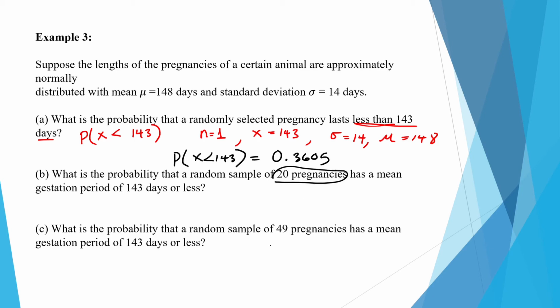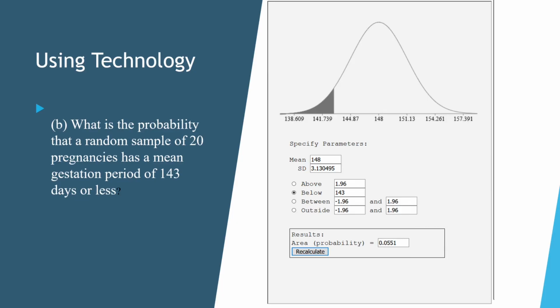In part B, what is the probability that a random sample of 20 pregnancies has a mean gestation period of 143 days or less? In this case, we have a sample size of 20 and everything else is the same. So we'll go to the computer to try this out. In part B, enter the sample mean of 148.